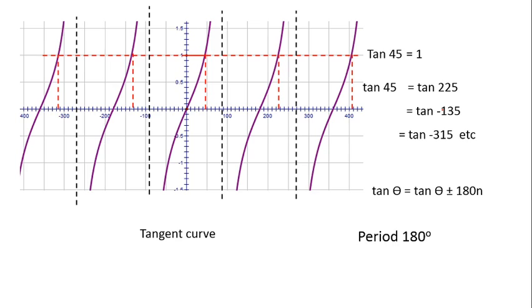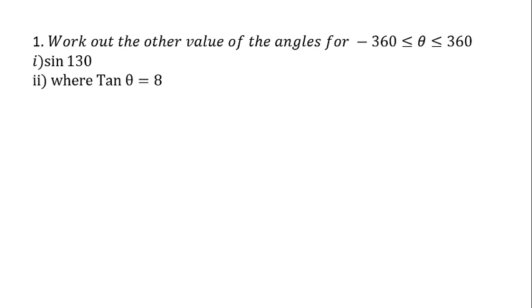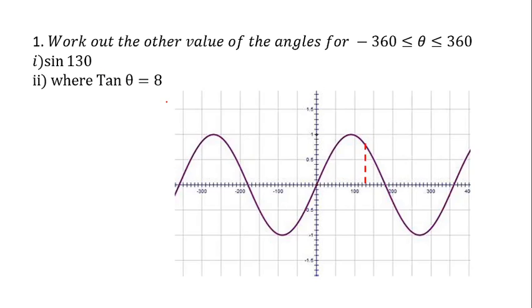Okay, so period 180. How do we look for and use that? Work out the other values for the angles between minus 360 degrees and 360 degrees inclusive of sine 130, or where tan theta equals 8. So for sine 130, you don't actually have to work out what it is, but it's roughly about 0.8, as you can see from the graph.